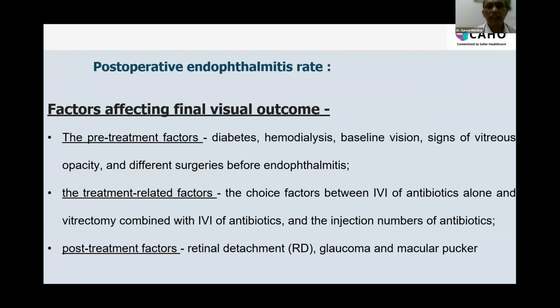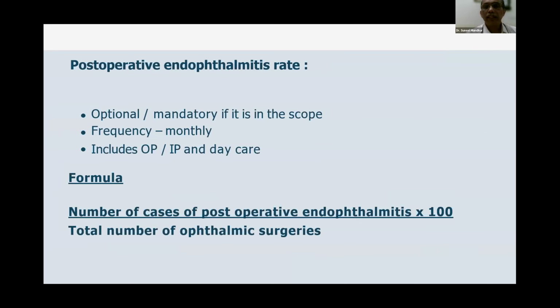What are the factors that affect the final visual outcome in such patients? These include pre-treatment factors like diabetes, hemodialysis, baseline vision, signs of vitreous opacity, and different surgeries before endophthalmitis. Or treatment-related factors like the choice between intravitreal injection of antibiotics alone and vitrectomy combined with intravitreal injection of antibiotics, and the injection number of antibiotics. Post-treatment factors include retinal detachment, glaucoma, and macular pucker. So this is a mandatory indicator if the ophthalmology department is in scope.